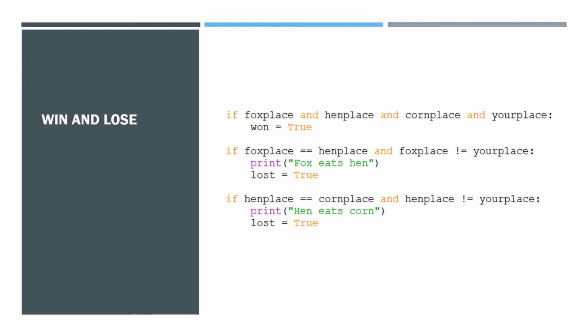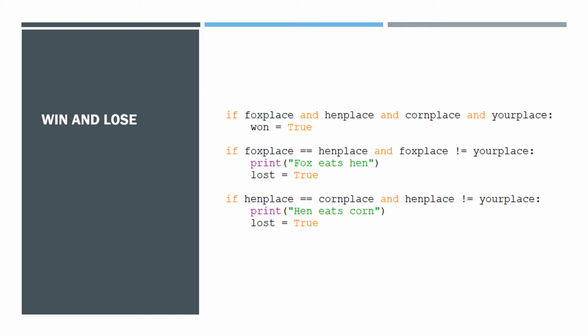So in this lesson, the first thing we're going to do is to create procedures to check whether you have won or lost the game. If all 4 characters are on the right side of the river, in other words, if they all have the value true, then you have won the game and the won variable is set to true. If the fox and hen are together and you are not there, then the fox eats the hen. And if the hen and the corn are together and you are not there, then the hen eats the corn.